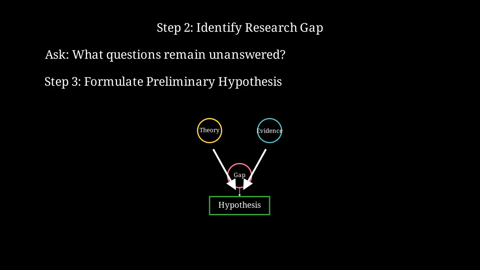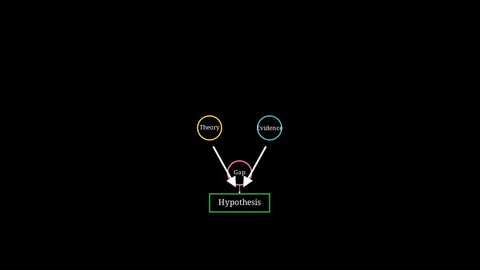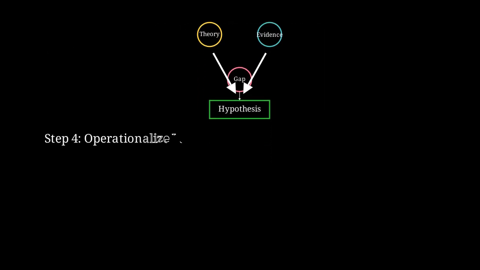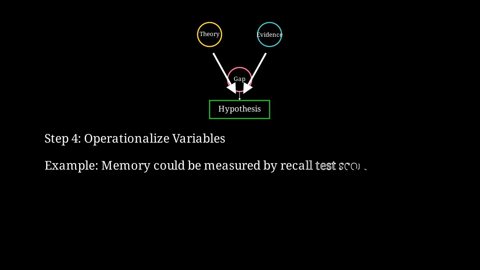Step 3 is formulating your preliminary hypothesis based on theory and gaps. Your hypothesis emerges from the convergence of existing theory, available evidence, and the identified research gap. Step 4 is operationalizing your variables, defining exactly how you'll measure them. For instance, memory performance could be operationalized as the number of words recalled in a standardized test.